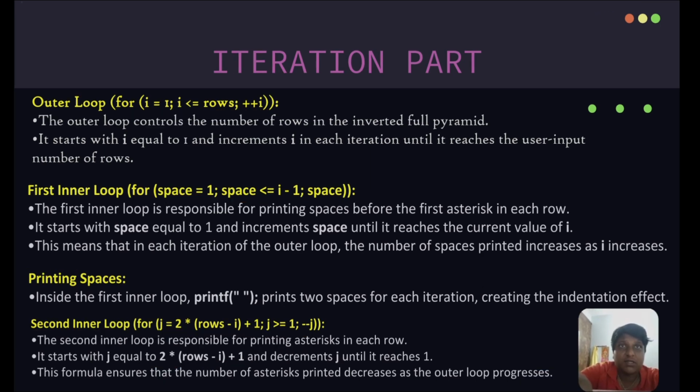After this, the outer loop continues to iterate, incrementing the value of i in each iteration. The first and second inner loops print the corresponding spaces and asterisks for each row. This process repeats until the outer loop completes its iteration.